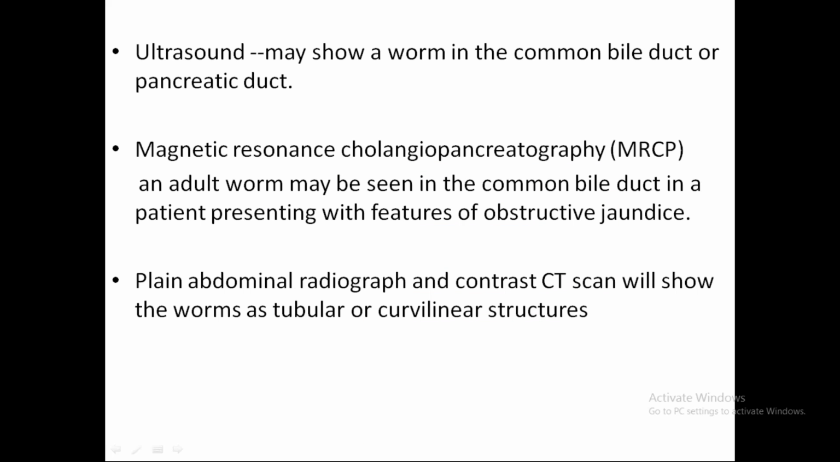Ultrasound may show a worm in the CBD or pancreatic duct. On MRCP, an adult worm may be seen in the CBD in a patient presenting with features of obstructive jaundice. Plain abdominal radiograph and contrast CT scan will show the worms as tubular or curvilinear structures.